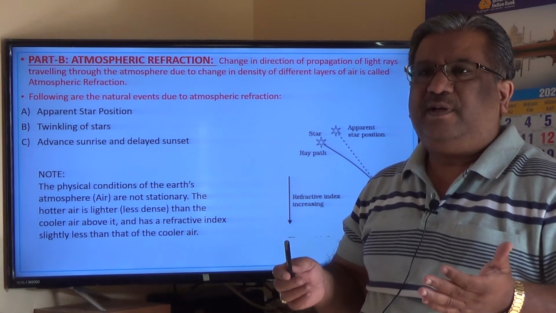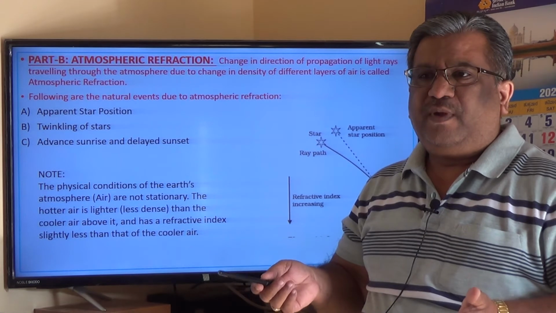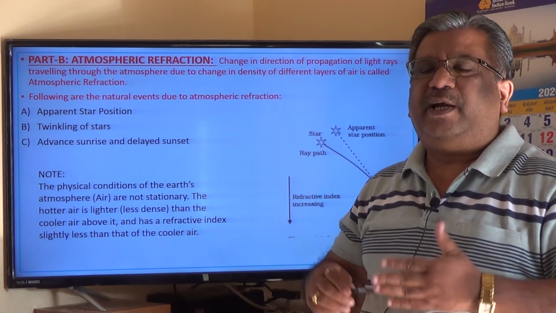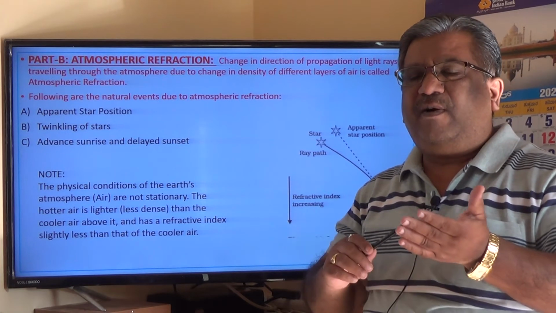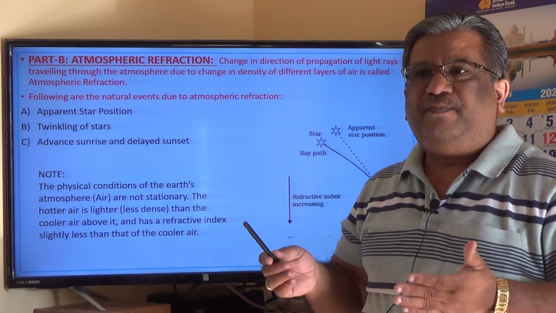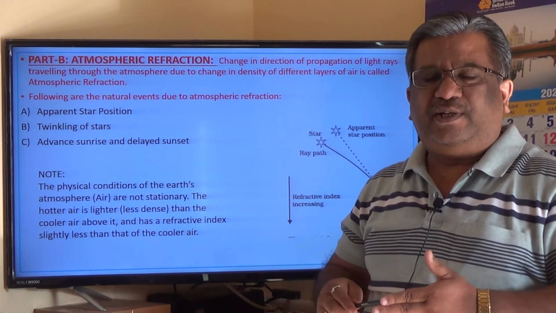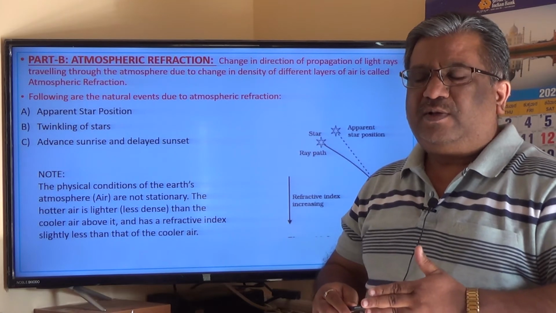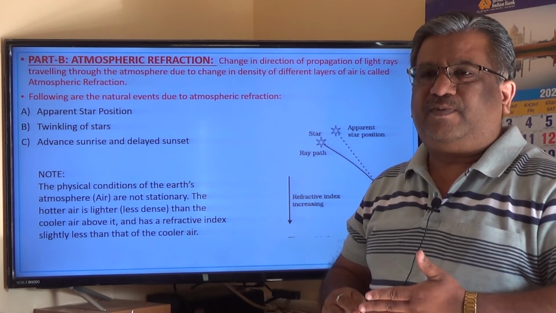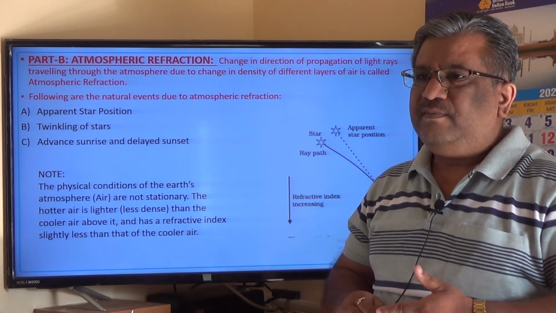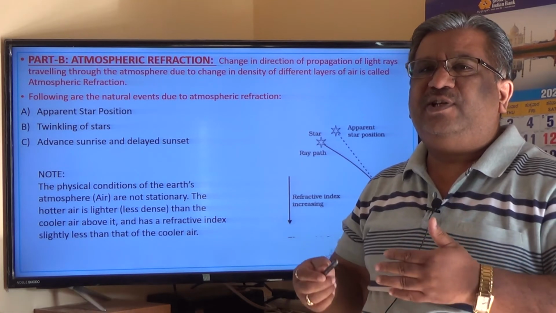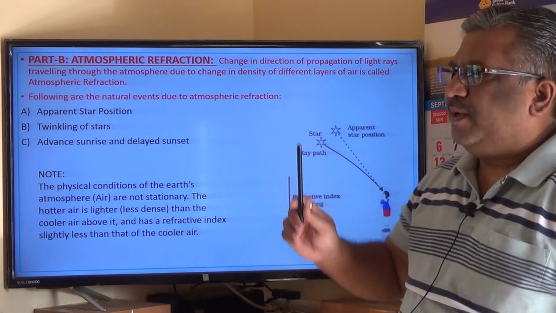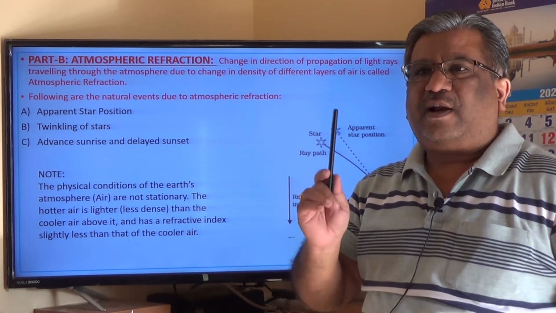Earth's atmosphere temperature cannot remain constant throughout the atmosphere. The atmosphere near the Earth's surface gets heated up. It is warmer compared to the atmosphere above it. Therefore, the density of the different layers of the atmosphere continuously changes, and the temperature also changes. When I say density here, it is optical density also. So Earth's atmosphere's optical density is not constant throughout due to change in its density and temperature. That means it has a continuously changing refractive index. That should be kept in mind before we study.